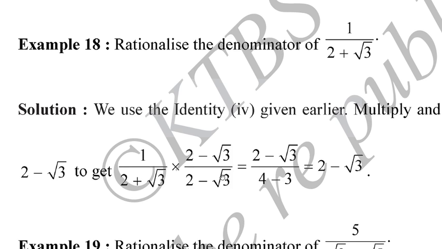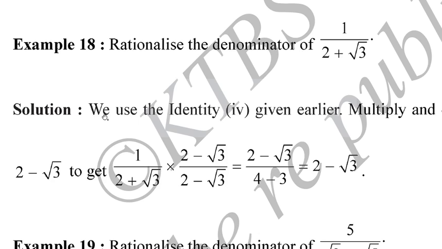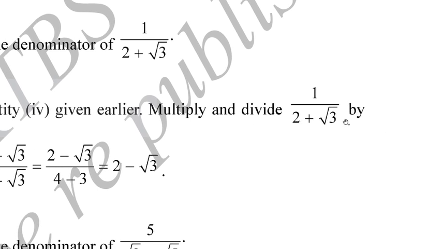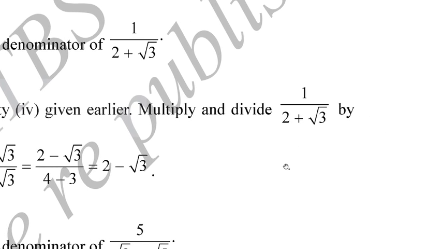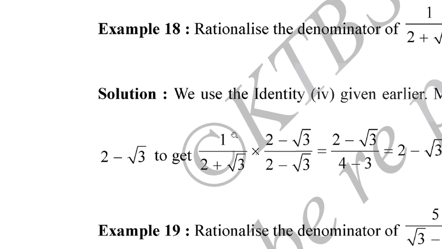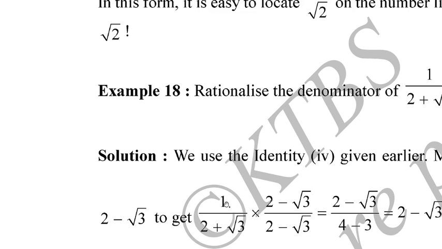Due to the problem in PowerPoint that slide is gone, so I'm explaining this through the textbook itself. So rationalizing 1 by 2 plus root 3. Here they have given an explanation. We use the identity 4 given earlier, multiply and divide by 2 minus root 3. What will we get here? As I told, we should multiply the rationalizing factor of the denominator to the numerator and denominator. So we have made a multiplication.